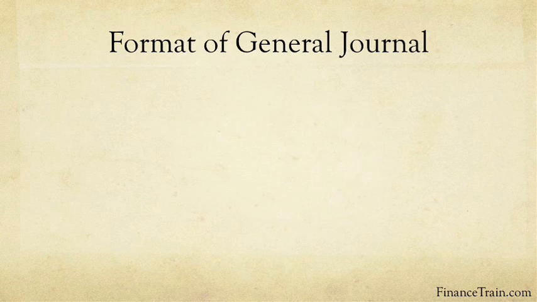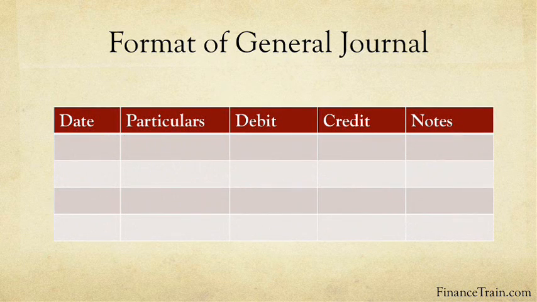While the format of the General Journal may vary slightly, it generally has 5 columns as shown on screen. The first column is the date, where the date of the transaction is recorded. In the second column, we record the titles of the accounts that are being debited or credited. Generally, the account to be credited will be indented. The next 2 columns contain the debit and credit amount for each transaction. The last column, called Notes, contains an explanation of the transaction.